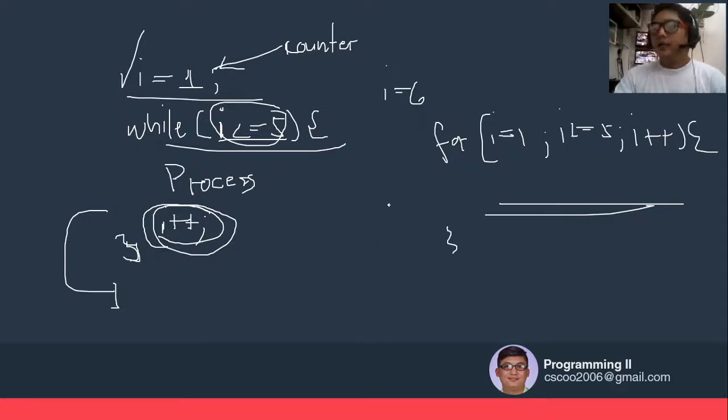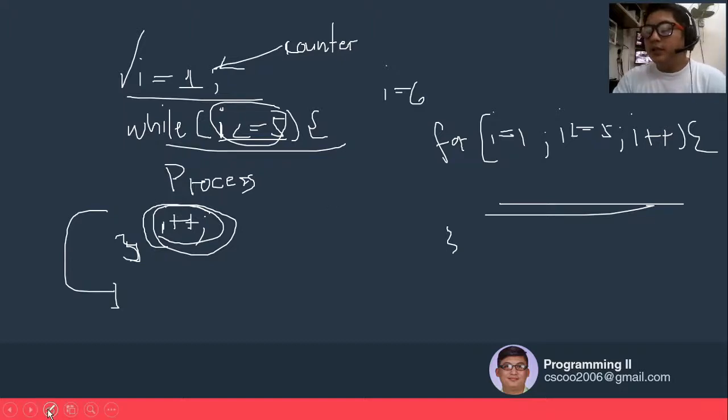Now, in another situation, meron tayong tinatawag na sentinel control. With sentinel control, ibig sabihin, the user needs to input a value so that the loop will stop looping. So that's what we call a sentinel loop.